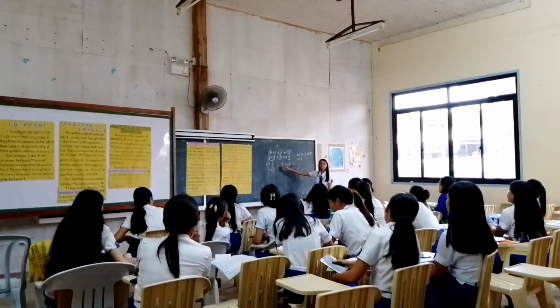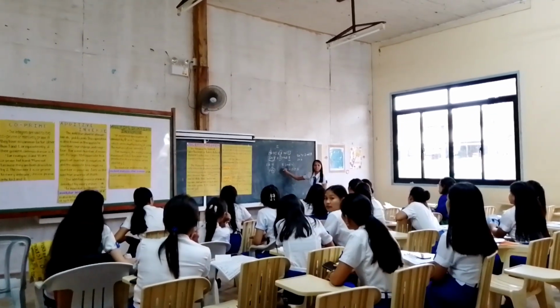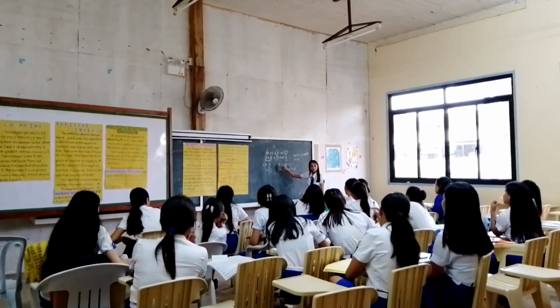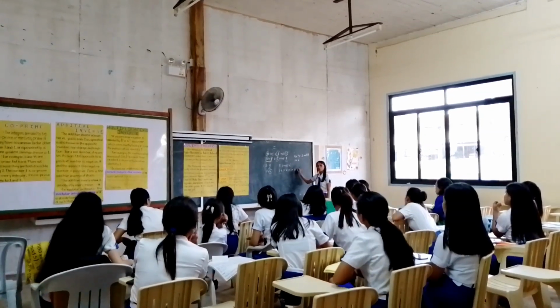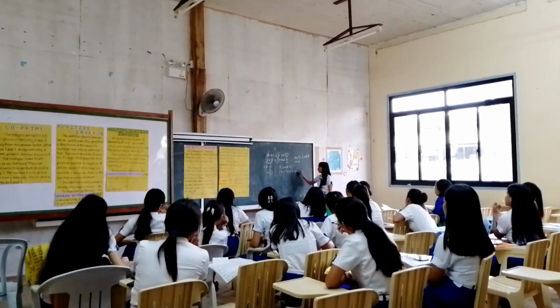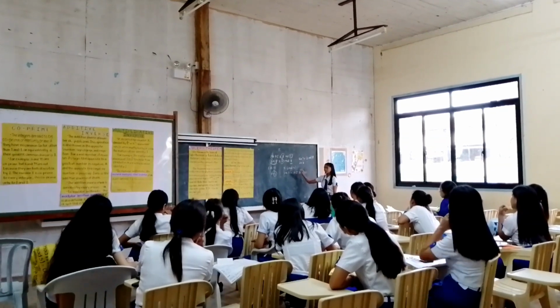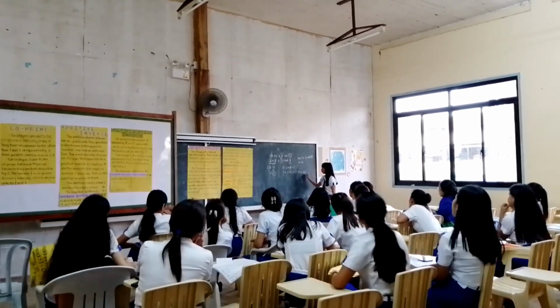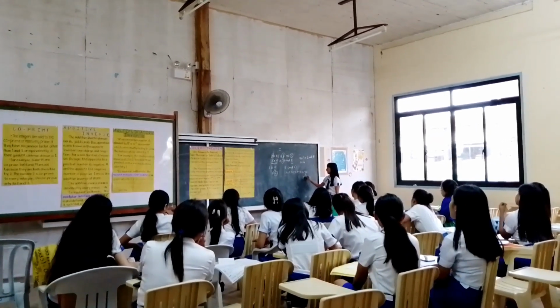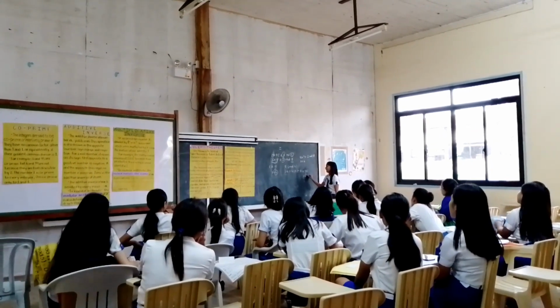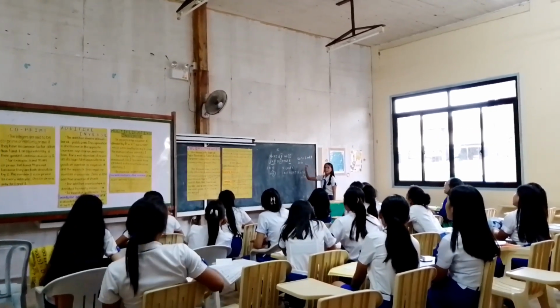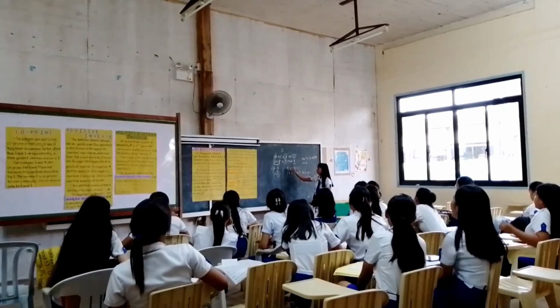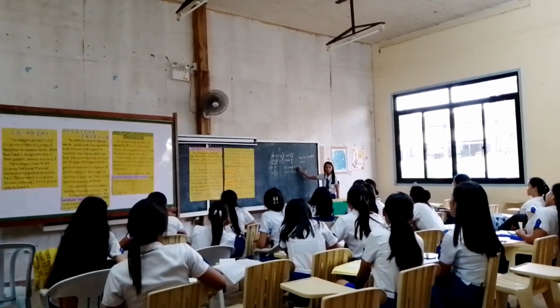Let's check which of these has a factor of 5. 34 plus 11 is 45. Is 5 a factor of it? 45 equals 5 times 9. So your answer, the multiplicative inverse of 5 modulo 11, is 9.